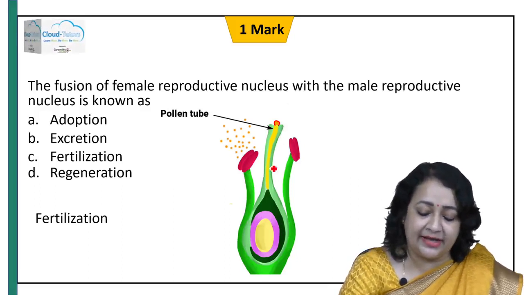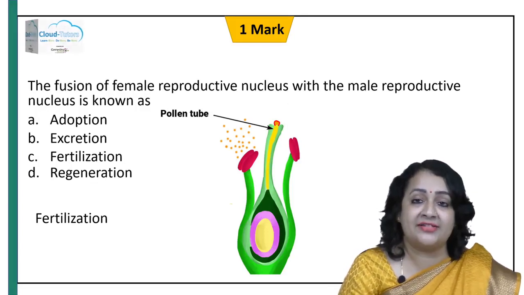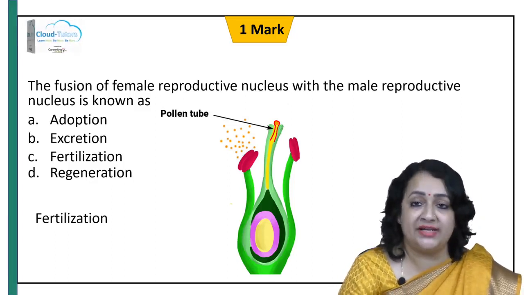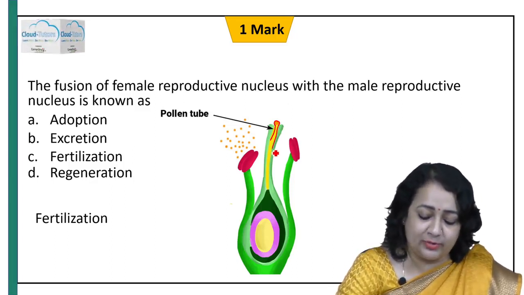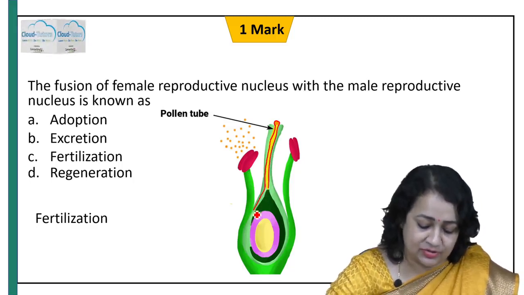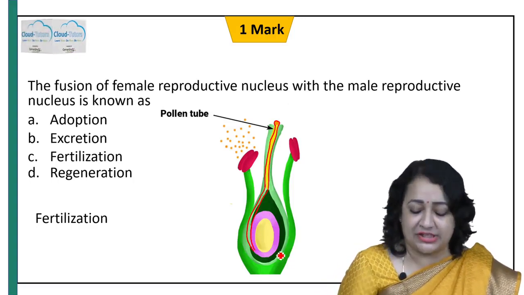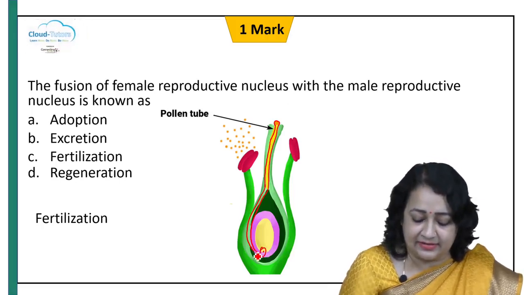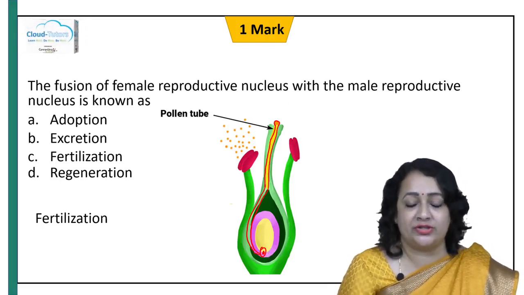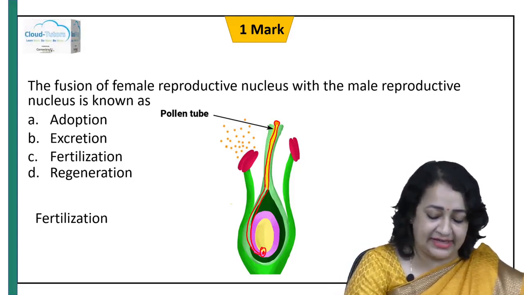What will happen? The neck of this style will have chemicals secreted which are going to attract the pollen tube. The pollen grain is going to germinate, forming a pollen tube. This pollen tube will have the sperm cell or the sperm nuclei. That will come to the ovule, which contains the egg cell, and then one of the sperm cells is going to fuse with the egg cell. This fusion of the male and female nuclei is called fertilization.